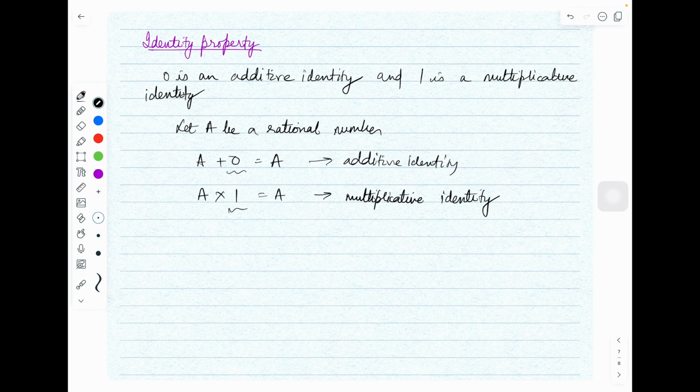Understood? Example: A equals 2. So 2 plus 0, you know, is 2. 2 into 1 equals 2. So these are identity properties. For addition, you have to find a number such that adding it to a rational number gives the same rational number, and for multiplication, a number such that multiplying it with the rational number gives the same rational number. So for addition, that number is 0. For multiplication, that number is 1. That is the identity property. Now we are going to discuss the inverse property.